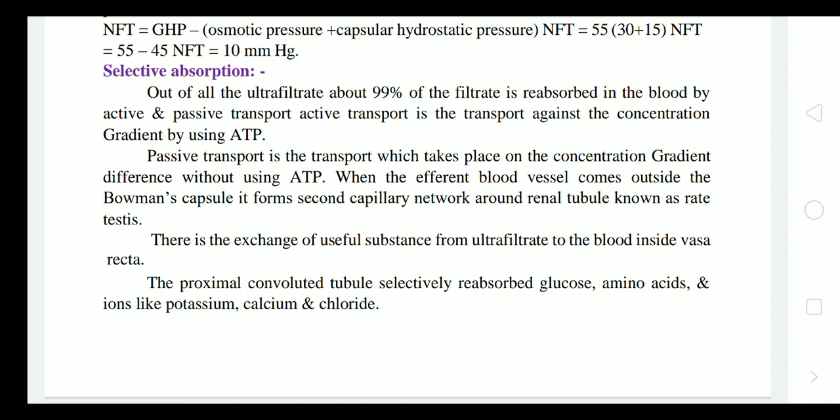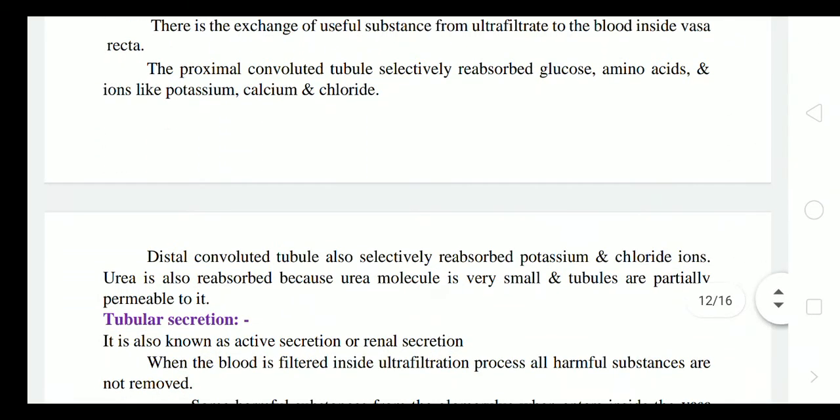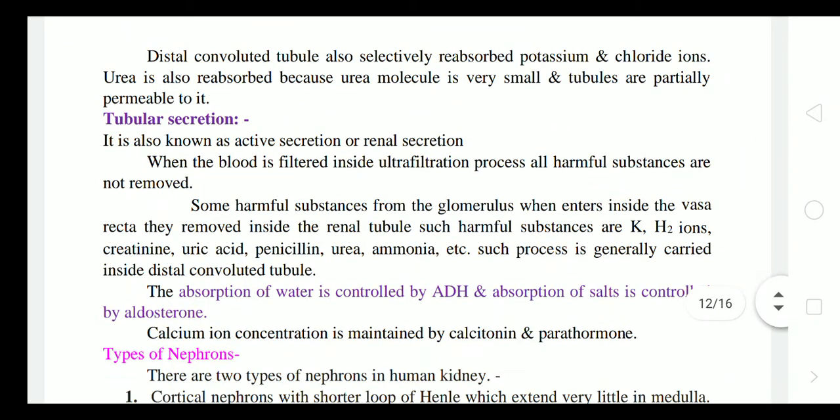The proximal convoluted tubule selectively reabsorbs glucose, amino acids and ions like potassium, calcium and chloride. The distal convoluted tubule also selectively reabsorbs potassium and chloride ions. Urea is reabsorbed because the urea molecule is very small and the tubules are partially permeable to it.